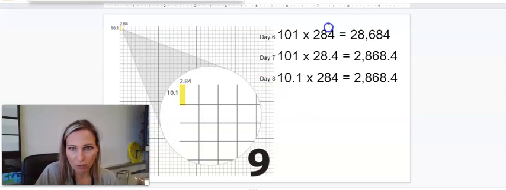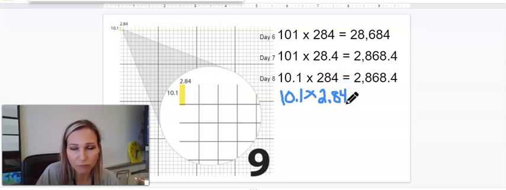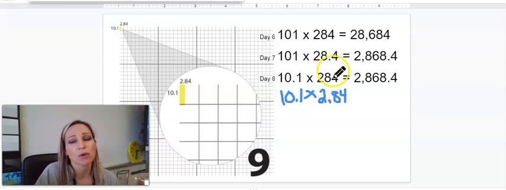So I wrote down the previous days' areas here so we can take a look at them and compare them and hopefully use them to solve today's problem. So let's go ahead and write down the equation for the area of this rectangle. So I have 10 and 1/10 times 2 and 84 hundredths. Now remember, first we should estimate to see if, when we get our answer, it's close. So I want you to pause the video and estimate what the answer would be, and then push play.